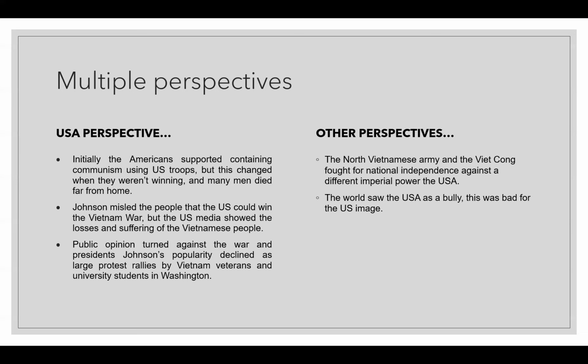Other perspectives were that while the USA was fighting to contain communism, the Vietnamese were fighting for their independence. We want the independence to do what we want to do in our own country, and the USA doesn't have the right to tell us what to do in our own country. So the North Vietnamese and the Viet Cong were fighting for national independence against a different imperial power, the USA. Everyone always says colonialism is bad, imperialism is bad, but America was now basically doing the same thing. They were trying to take over another country and force them to do their will. And this is how the Viet Cong saw the war.